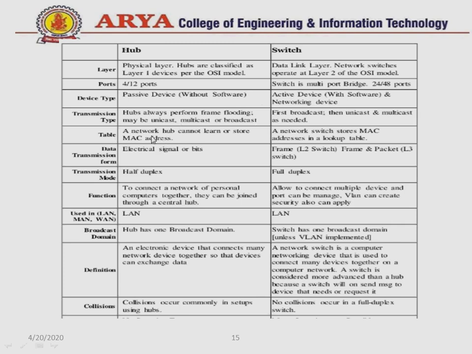A network hub cannot learn or store MAC addresses, while a network switch stores the MAC address in a lookup table. If we talk about transmission mode, then a hub uses half duplex mode and a switch uses full duplex mode. If we talk about broadcast domain, a hub has one broadcast domain and a switch also has one broadcast domain. While for collision domain, a hub has a single collision domain, while a switch has multiple collision domains depending on the number of ports.